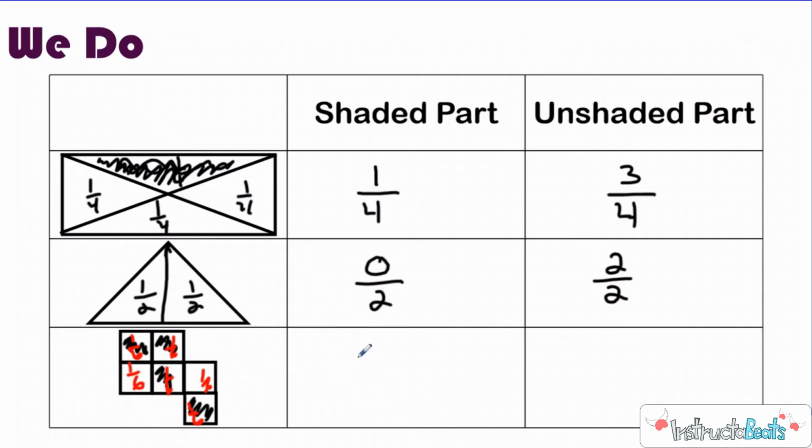So how many were shaded? There were 4 unit fractions shaded out of 6, right? So shaded would be 4/6. In the unshaded, I had 2 parts that were not shaded out of 6 that made up the whole. So shaded part 4/6, unshaded part 2/6.